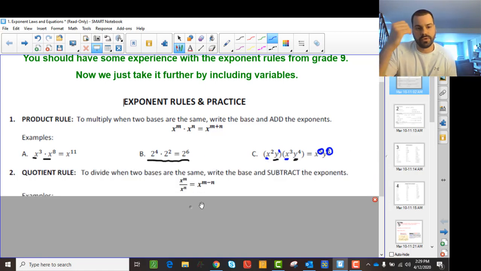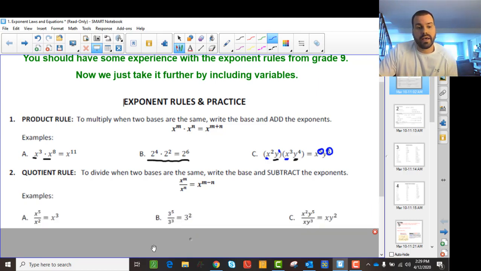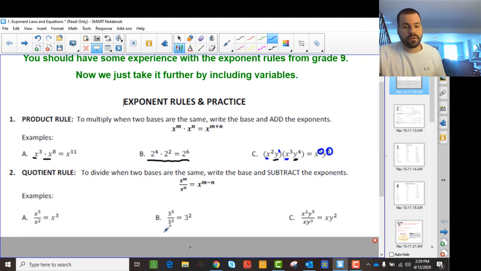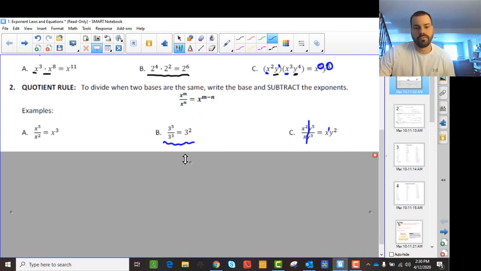Same thing with the quotient rule. When you're dividing, you subtract. Okay, and again, this one's probably familiar. 5 minus 3 is 2. If you have a variable, you do the same thing. 5 minus 2 is 3. And if you have more than one variable, you look at them separately. So you kind of look at the x's, and you go 2 minus 1 is 1. And then you look at the y's, and you have 5 minus 3 is 2. So that's the product rule and the quotient rule.